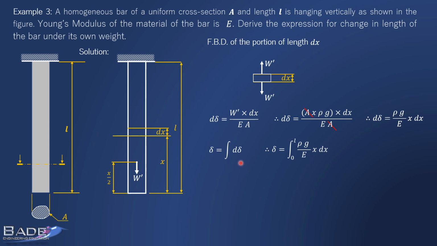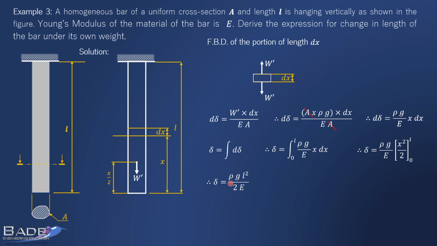So we'll integrate d delta for the overall change in length of the rod. So it's very simple integration. Rho G by E, that is constant, and integration of x squared by 2 over limit 0 to L. So this is that deformation, deformation of the entire rod under its own weight.